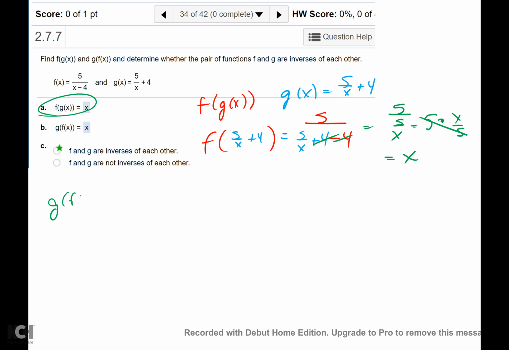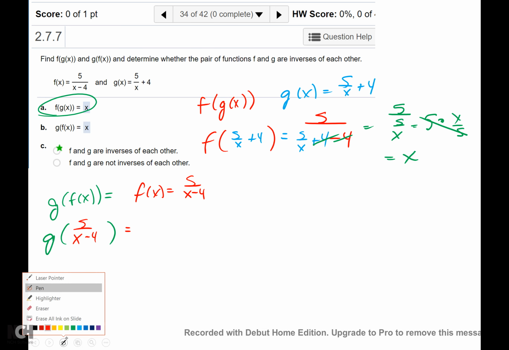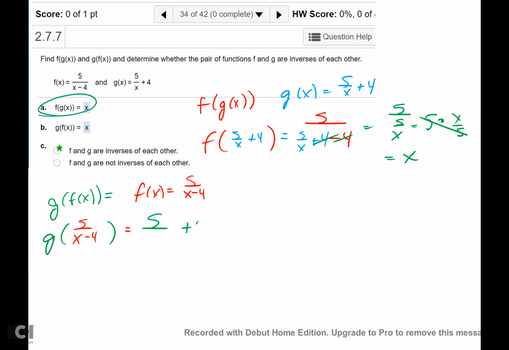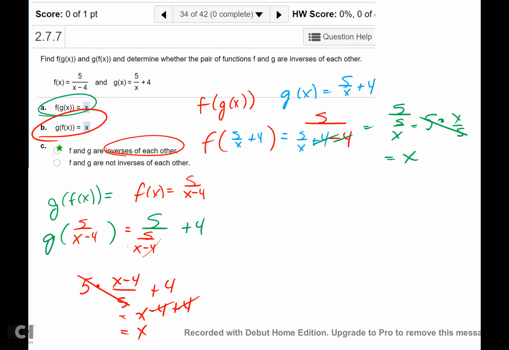To find g of f of x, I have to find f of x first, and f of x equals 5 over x minus 4. So they want me to find g of 5 over x minus 4, and g says 5 over whatever you brought plus 4, and I brought 5 over x minus 4. I'm going to keep, change, flip this fraction, so keep the 5, change to times, flip the fraction. The 5s cancel, that leaves me with x minus 4 plus 4, those cancel, and I get the mother function, which means they are inverses to each other.